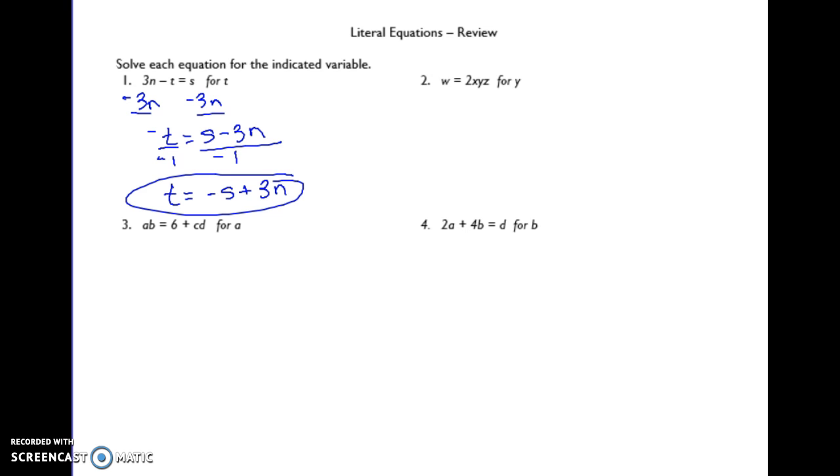All right, moving on, number 2, we're going to solve for y. So to solve for y, I'm going to divide both sides by 2xz. Oops, let me erase that. All right, so we're going to divide both sides. We're solving for y, so we're going to divide both sides by 2xz. When we do that, the 2's cancel out, the x's cancel out, the z's cancel out. We're left with y is equal to w divided by 2xz.